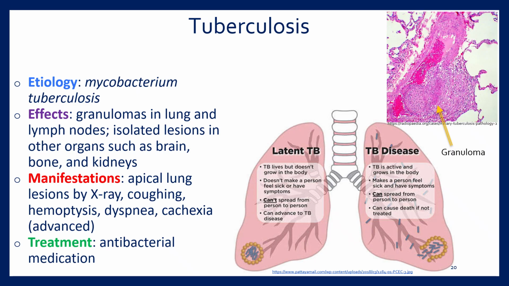And then we have latent versus active TB. With latent TB, granulomas wall it off and the patient is asymptomatic. Active TB means there's a breakdown of the granulomas, the organisms spread, and then tissue destruction occurs. That breakdown is what causes weight loss, night sweats, cachexia, hence the old term consumption.